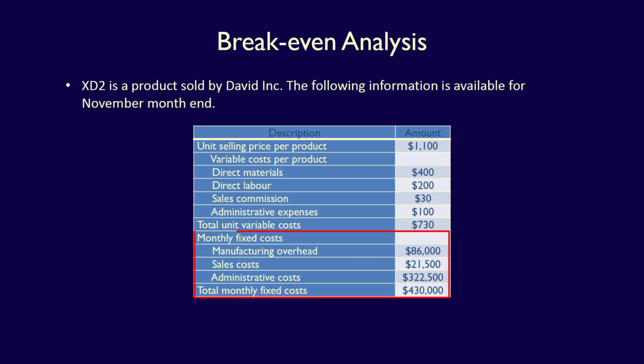Next are listed the monthly fixed costs as follows: manufacturing overhead of $86,000, sales costs of $21,500, and administrative costs of $322,500. Total monthly fixed costs are $430,000. What does the company have to sell in order to break even? Which is, remember, when the operating income is equal to zero.